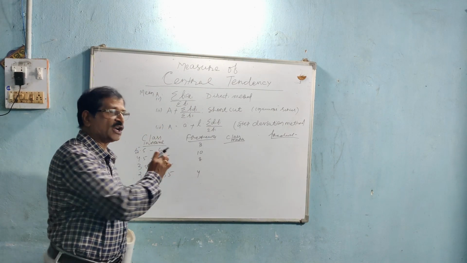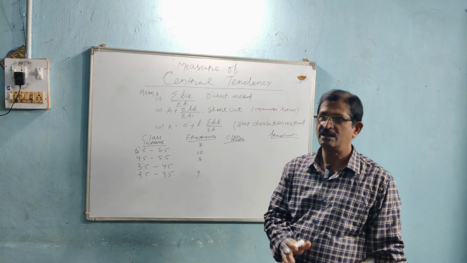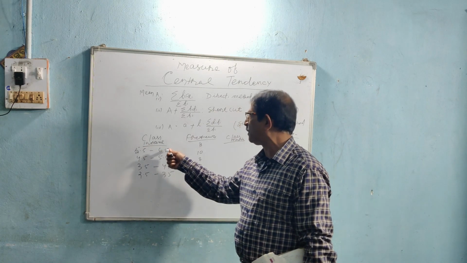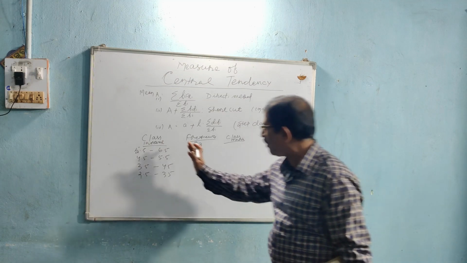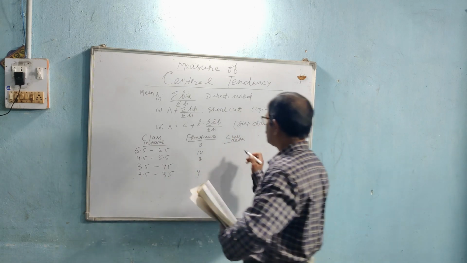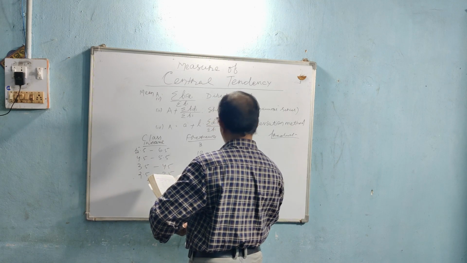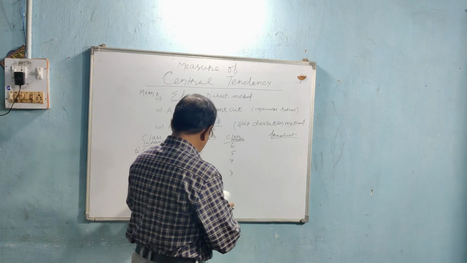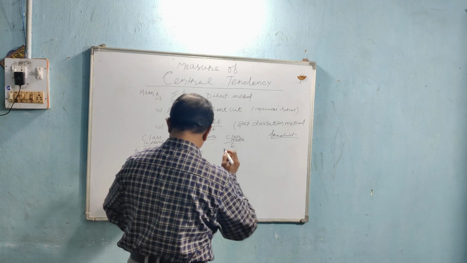Whenever you are given a continuous series, first of all you have to find the class mark. How do you get the class mark? It is the upper limit plus lower limit, divided by 2. In all these cases, first you have to write the class mark. Here you see, for the first it is 6, for the second it is 4, for the third it is 3, and for the fourth it is 6, 4, 6, 5, 4 and 3.